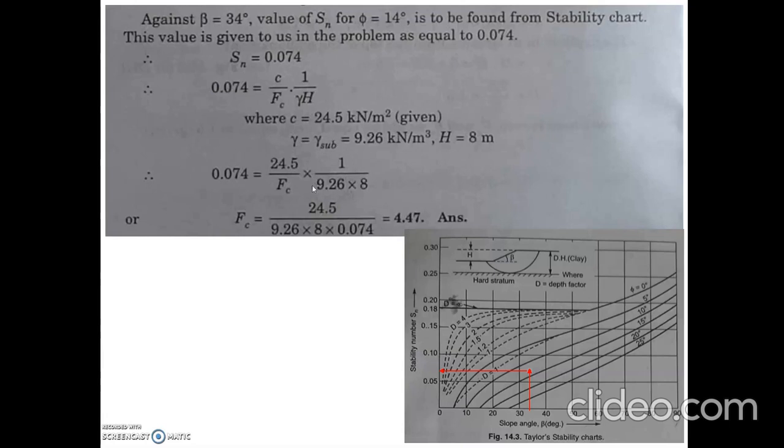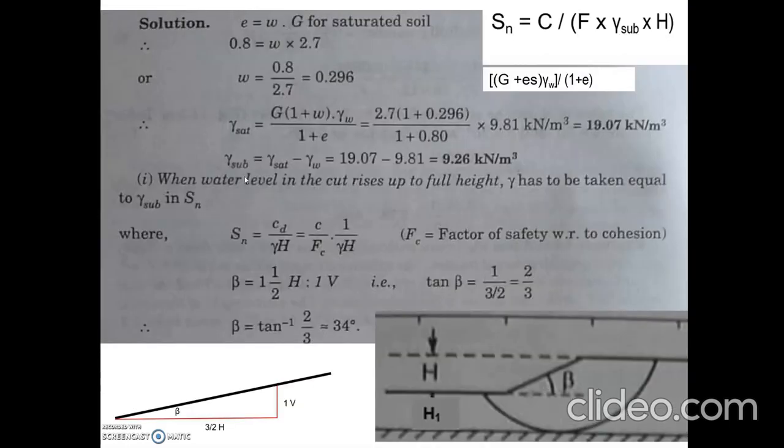So here we have got gamma submerged as 9.26. The equation to find gamma submerged is gamma saturated minus gamma W. Gamma saturated has to be found out for that, which is not known, and gamma W is 9.81. Now how to find gamma saturated? We can use the equation gamma saturated is equal to G into 1 plus W into gamma W divided by 1 plus E, or the equation G plus ES into gamma W divided by 1 plus E. So we can use either of these equations to find gamma saturated.